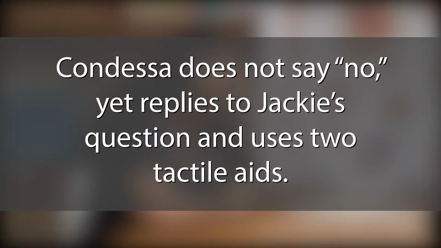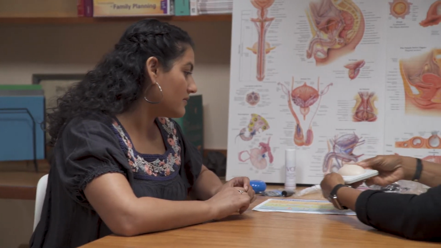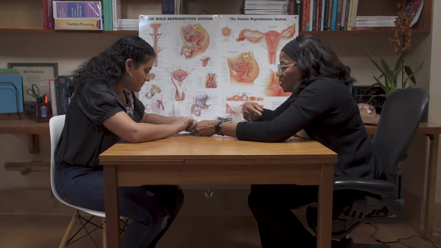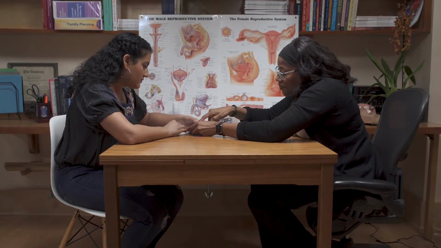Does this one go up there also? Condessa does not say no, yet replies to Jackie's question and uses 2 tactile aids. This is called an implant. And this is placed under the skin of your arm. And if you feel right here, you can see what it feels like under your skin. Sienna, who brought you back, she has one and she loves to show people it. So if you're interested, we can ask her if she can show you her arm with the implant in it. Yeah, that sounds quite interesting.